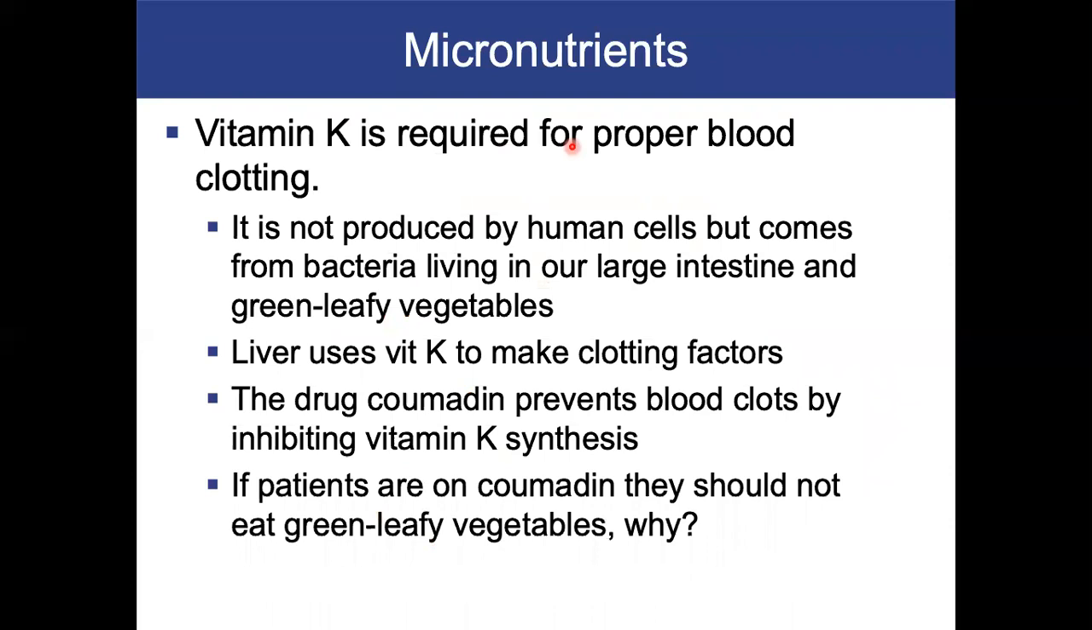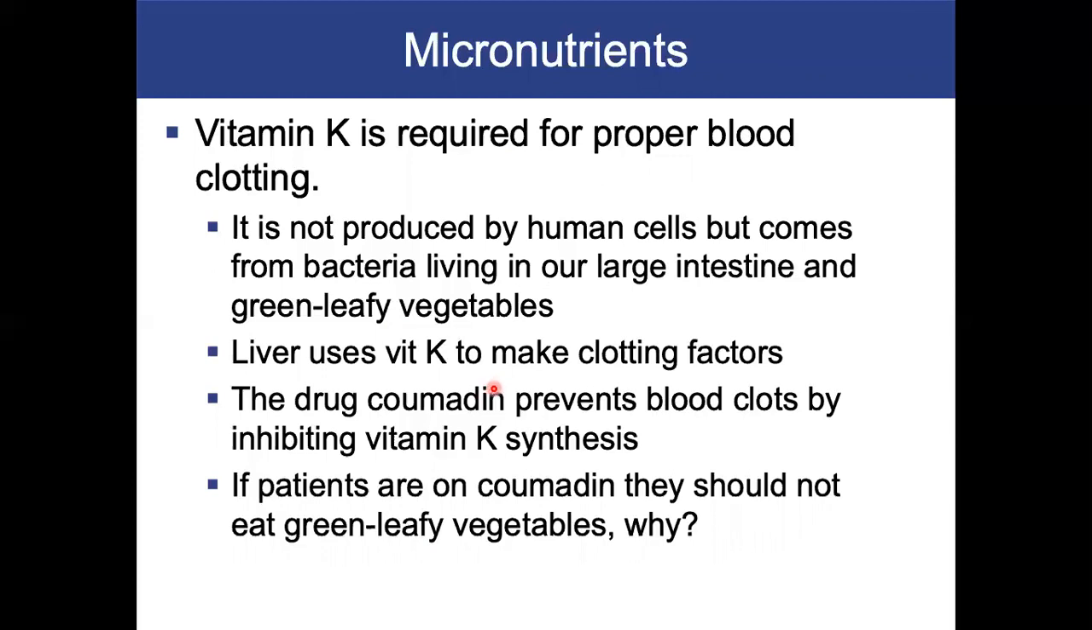Vitamin K is required for blood clotting. Vitamin K is actually not produced by our cells, but comes from bacteria living in our large intestine. These bacteria love green leafies. Green leafy vegetables make these guys go crazy and break down those green leafies. And you do have vitamin K in some of those green leafies. So the vitamin K is going to go to the liver. The liver actually uses that vitamin K to make clotting factors, so clotting factors to form blood clots.